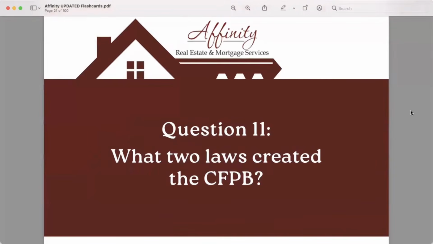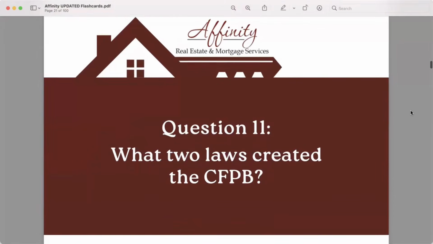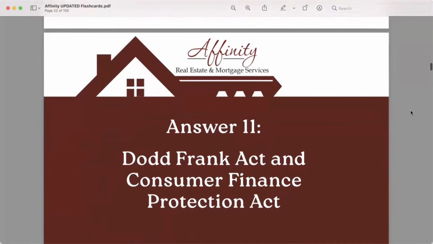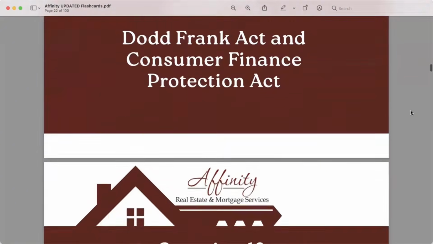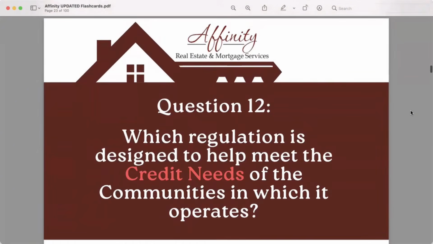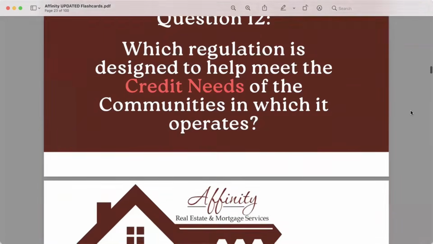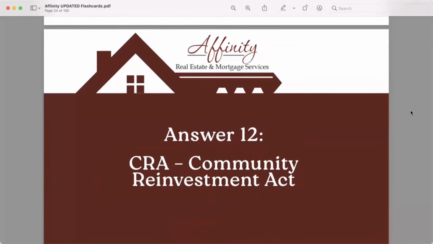Question number 11. What two laws created CFPB? The answer is Dodd-Frank Act and Consumer Finance Protection Act. Question number 12. Which regulation is designed to help meet the credit needs of the communities in which it operates? The answer is CRA, Community Reinvestment Act.